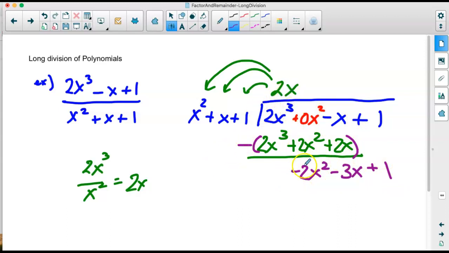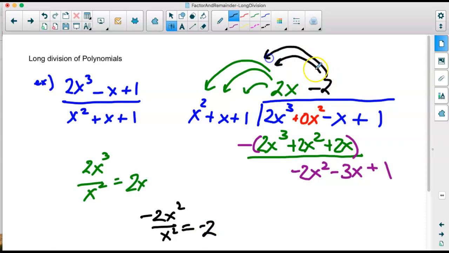Now we're going to divide 2x into this one. So we're going to do that. So negative 2x squared, that's the lead term that's left over, divided by x squared, that's the lead term on the one we're dividing by. We get negative 2. So that's what goes up here, negative 2. Now we multiply that by all three of those terms. If there's two terms, we only multiply by two terms, but in this case we're multiplying by three terms. Negative 2 times x squared, negative 2x squared. Negative 2 times x, negative 2x. Negative 2 times 1, negative 2.